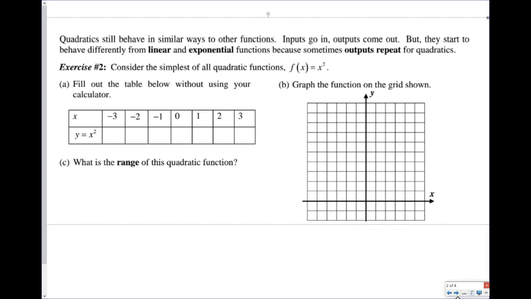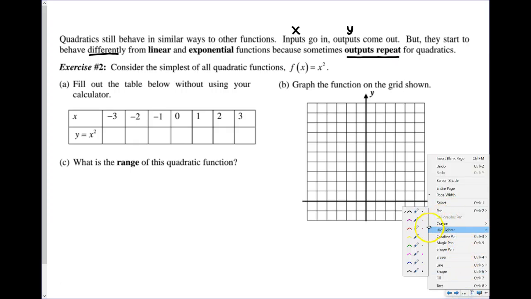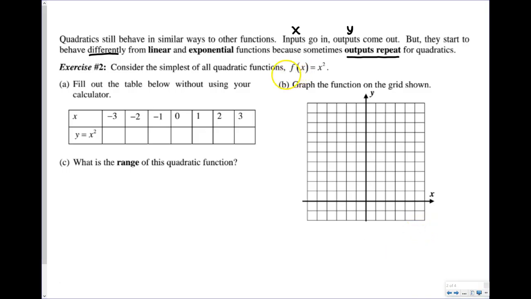Quadratics still behave in similar ways to other functions. Inputs go in, outputs come out. So we have x's are your inputs, outputs are your y's. But they start to behave differently from linear and exponential functions because sometimes outputs repeat. Okay, and it's like a really cool pattern. So exercise 2 is going to talk about the simplest of all quadratic functions, and one you should probably memorize. F of x equals x squared. Okay, x squared is the most common quadratic function, and you're going to see it a lot, so it's important to see what its points are and kind of memorize the shape.